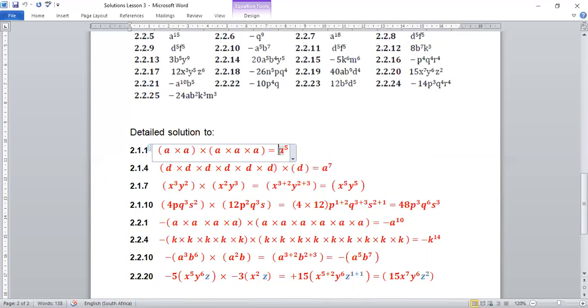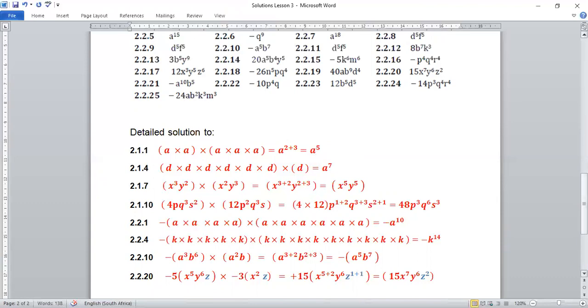Now another method would be: a times a, we know, is written as a squared. And a squared, if you add, plus 3. And that's how you derive the solution a exponential 5. So in this bracket, you have a multiplied by a, so it's a to the power 2. Here, it's a times a times a, which is 3. And therefore, you add 2 plus 3, which gives you a to the exponential 5. If you count how many a's there are in this bracket, there are 2. In this bracket, there are 3. So 2 plus 3 gives you 5.